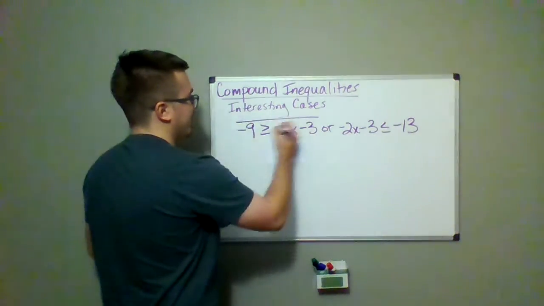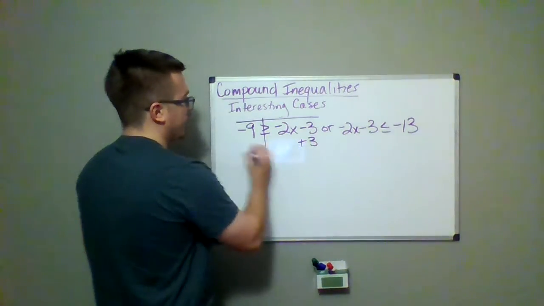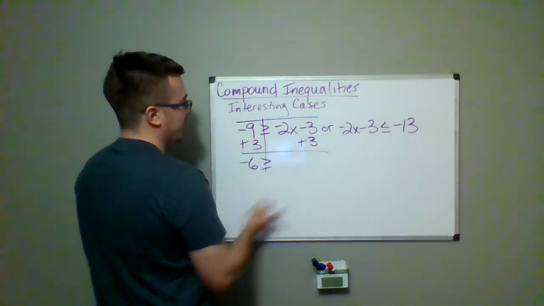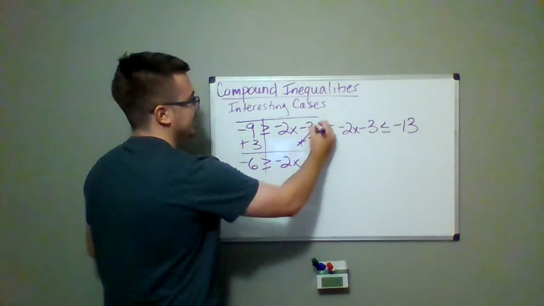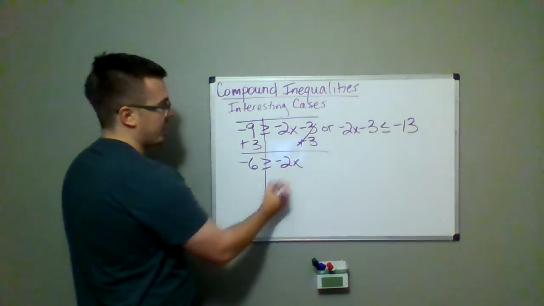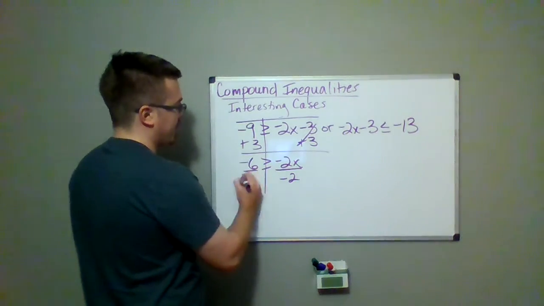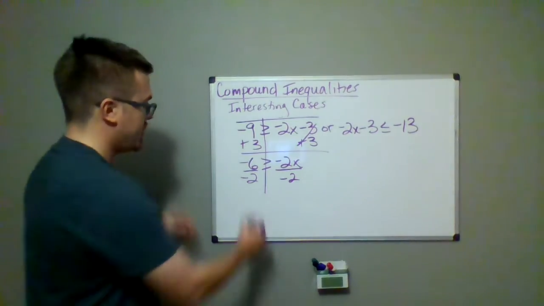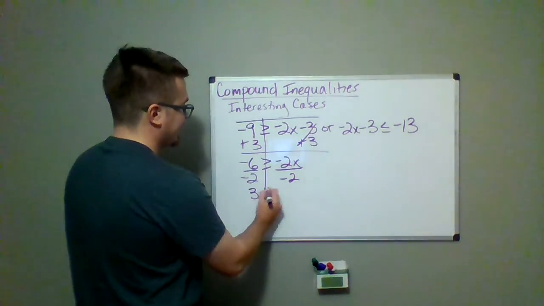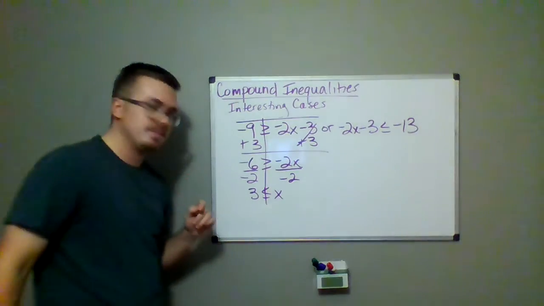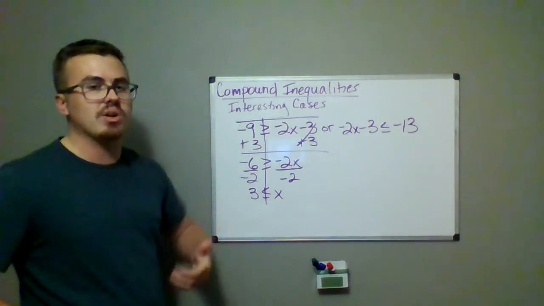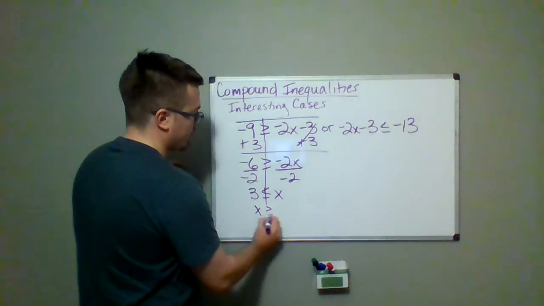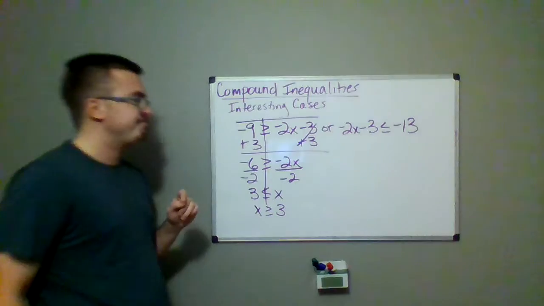So this one here, I'm going to make my t-chart. I'm going to add 3 to both sides. That's going to leave me with -6 is greater than or equal to -2x, because these cancel out. Then I'm going to divide by -2. Remember, since I'm dividing both sides by -2, that inequality's got to flip. So I get +3 is now less than or equal to x. Now, remember, my tip on these is always to flip everything if x is on the right side. So x is greater than or equal to 3.